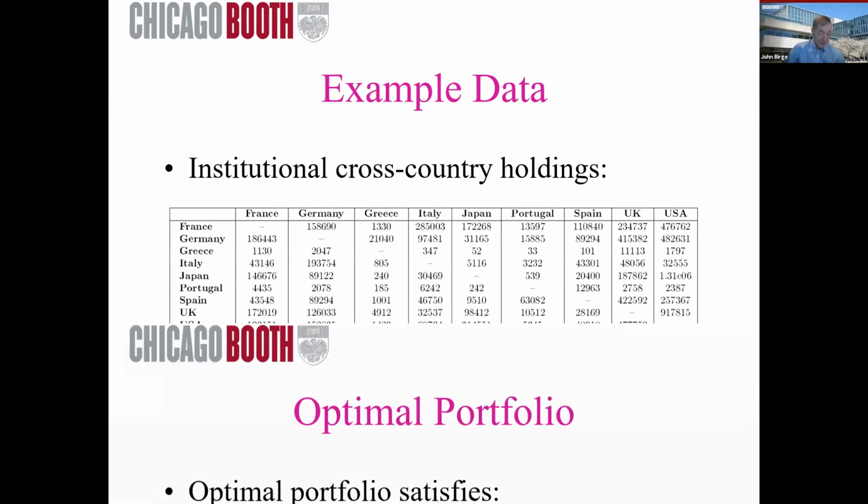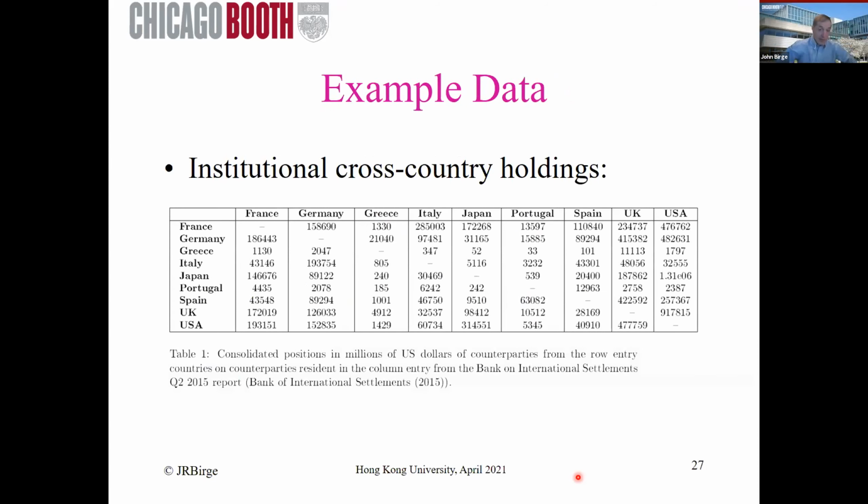I'm going to apply this to some banking data, looking at country cross-holdings. I'm going to think of the banks in each country as the firm, and they're holding, let's say, assets of banks in other countries. These are the actual cross-holdings: how much firms in France hold of companies in Germany, or firms in France hold of companies in Greece, or Germany holding in France, and so on. I picked out some European countries as well as Japan and the US, and put all their cross-holdings into this matrix.